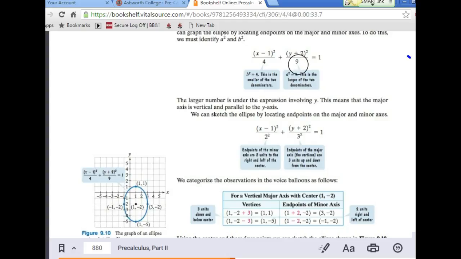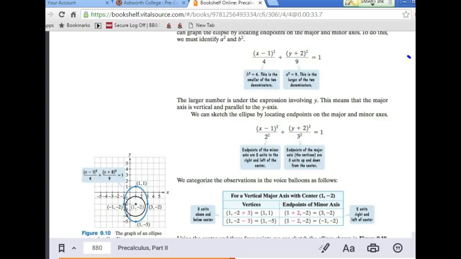Now, the other thing is the bigger number is under the y. Again, the smaller number is under the x. Whichever one the bigger number is under, that is your major axis, or your main axis. And remember, the foci always fall on the main axis. So if this is 9, think of it as 3 squared. And if this is 4, think of it as 2 squared, because that means from the center, since that's under y, I'm going to go up and down 3, and this one is going to go left and right 2, because that's under the x value.